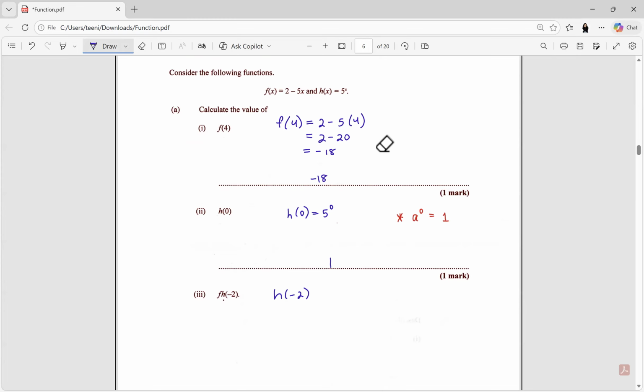There are two ways to do a question like this where they ask you to find the value of a composite function when x is equal to something. The first way is you could find the composite function, in this case f of h, first, and then substitute the value negative 2 into that function that you get. Or you can find h of negative 2 and then substitute that into f. I prefer to do it that way. I think it's easier to do it that way, right?